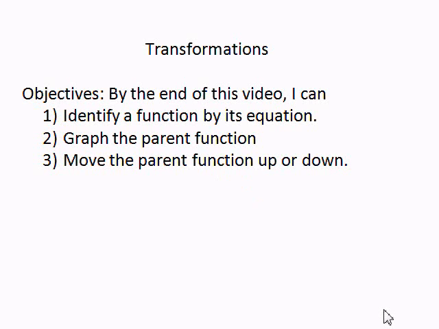Hello, welcome back. Today we're going to be talking about something called transformations. By the end of this video, you should be able to identify a function by its equation, graph the parent function, and then move the parent function up or down, which is something called a transformation.